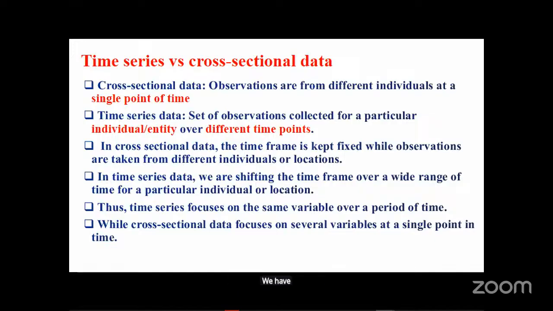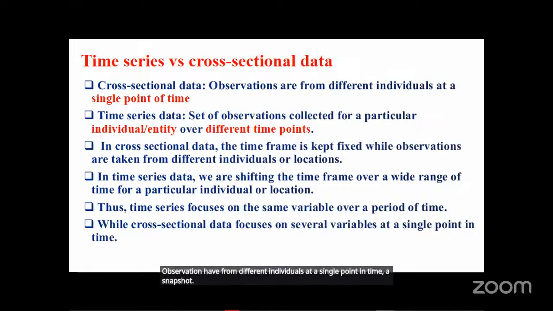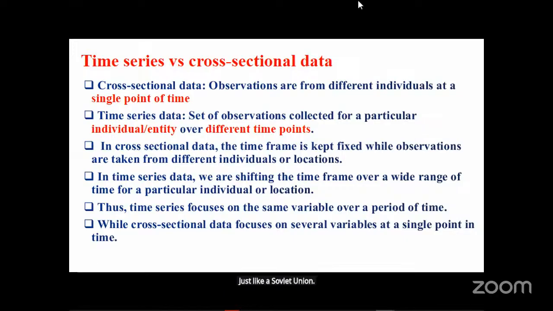So we have different kinds of data. You can't use a time series model on cross-sectional data. Why? Because it's different. What is cross-sectional data? Observations from different individuals at a single point in time, a snapshot, just like a survey. It's just at an instant in time, not changing over time.